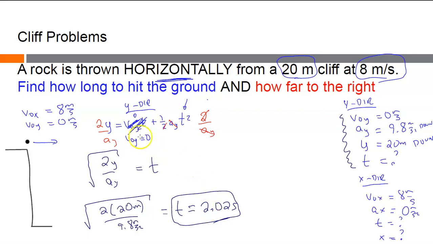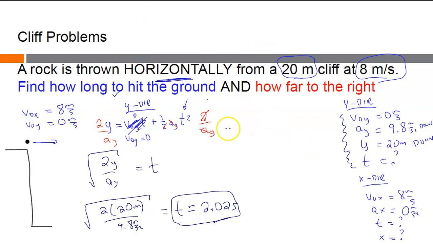So we just answered this first question. How long is it in the air? We know the answer to that. Even if they hadn't explicitly asked for that, we usually have to get it anyway. So we kind of have to take that step whether or not they say go get it. Usually we're going to have to do it.